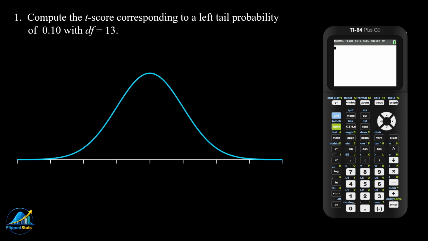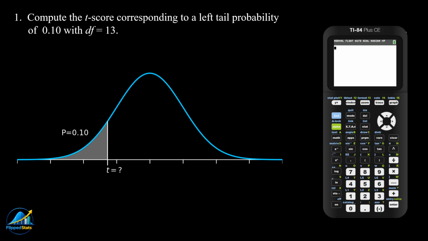In this video, we're going to quickly learn by example how to use the inverse t function in the TI-84. So for each of these problems, we'll be given an area under the t distribution, and we want to calculate the critical value of t that bounds that area. So we're going to work through three types of examples, and those are left tails, right tails, and central probability regions. So in the first example, we're given a left tail probability of 0.10, in other words, 10%.